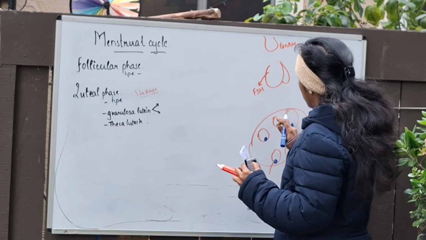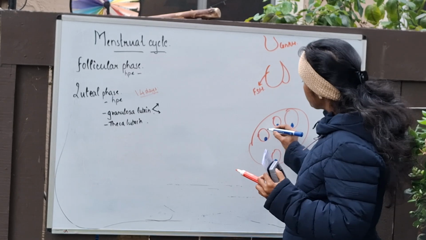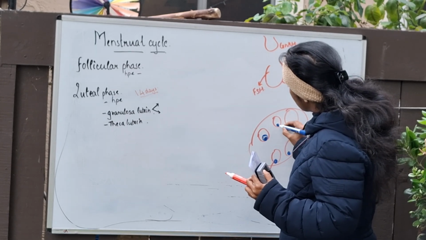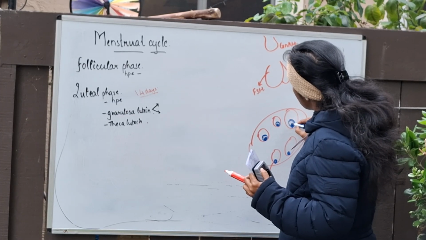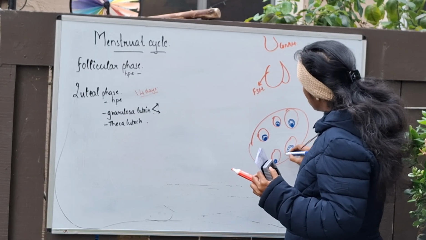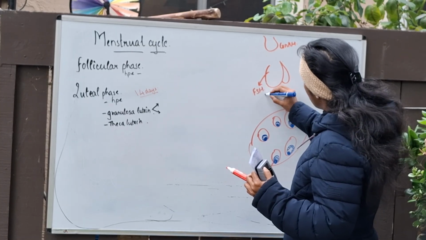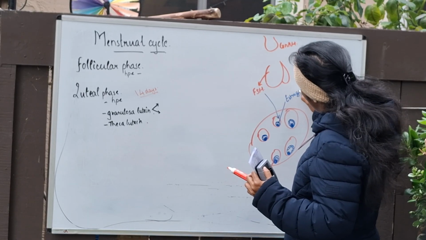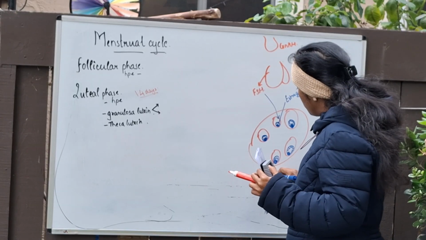So when this Graafian follicle is developing, we have cells within the Graafian follicle. That which is surrounding the ovum is the granulosa cells. Upon stimulation by the FSH, the granulosa cells will be releasing the estrogen. And the Graafian follicle will also get matured such that finally the ovum will be released.